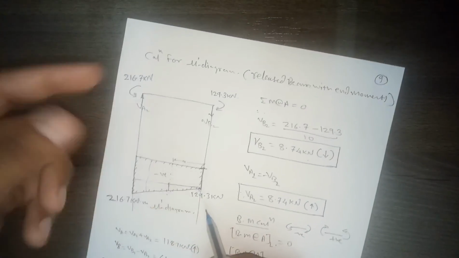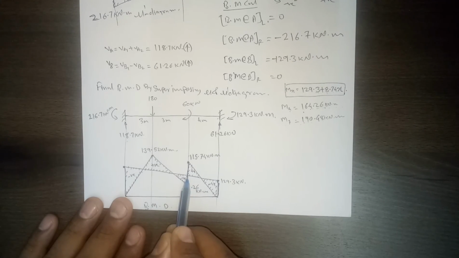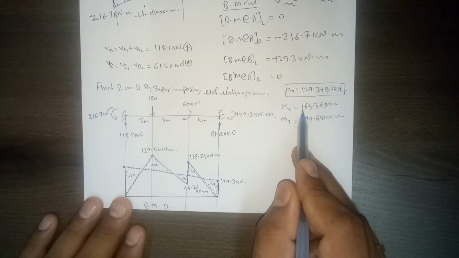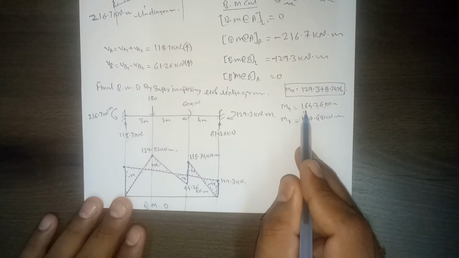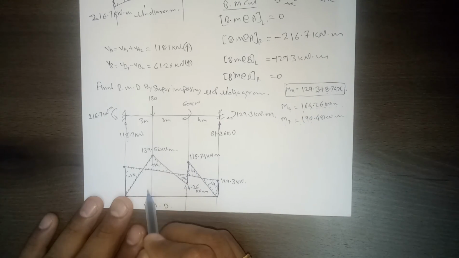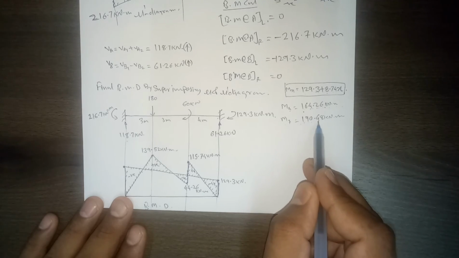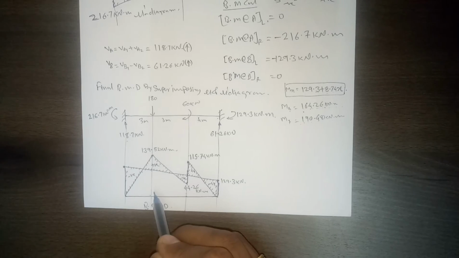When we superimpose this diagram, you can understand that this point is in between, right? This value here will be 164.28. This height, if you calculate from this point to this point, is 164.26 kilonewton meter. Similarly, this height here is 190.48 kilonewton meter.